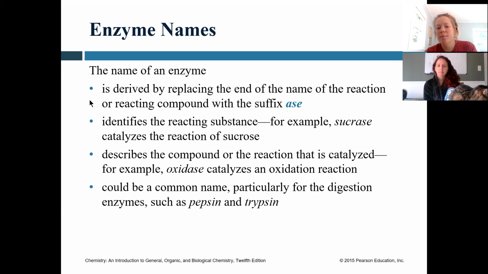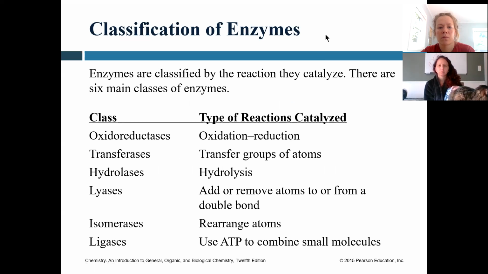It can also be named based off of describing what the compound is doing. So oxidase is a catalyst for an oxidation reaction. It can also be a common name for a digestive enzyme, such as pepsin or trypsin. Enzymes are also classified by the reaction they catalyze. There are 6 main classes of enzymes. So all the other things sort of fall into one of these.